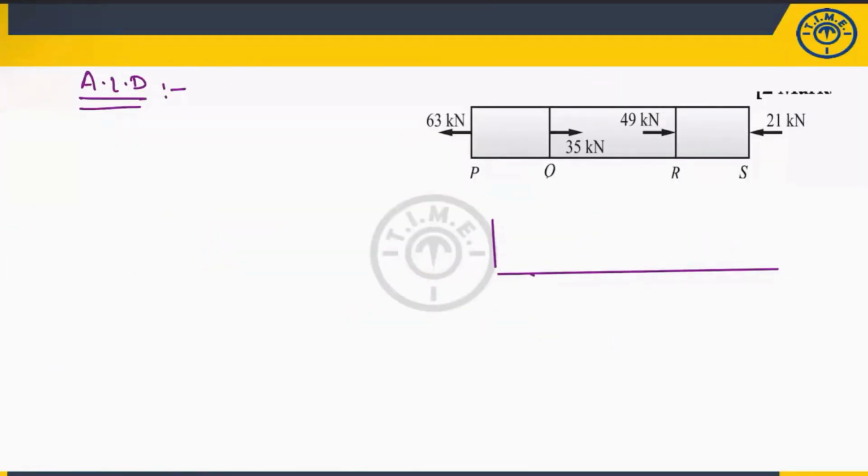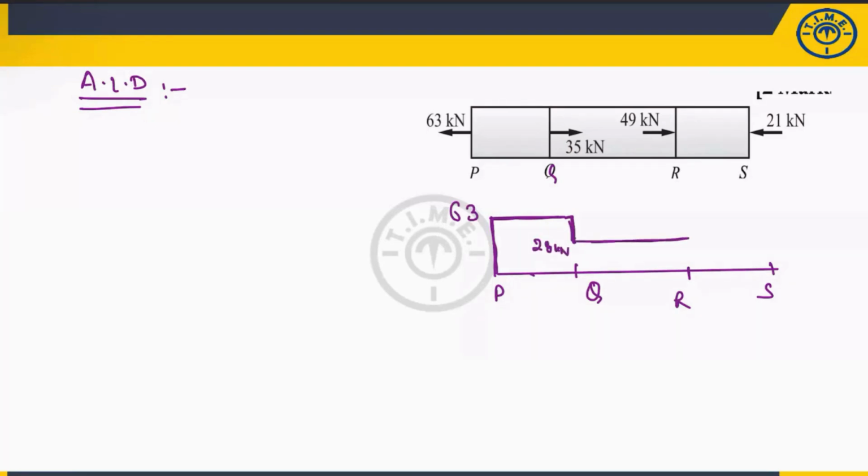Now this is a zero line. Let me mark some points: P, I think this is Q, and this will be R, and this is S. 63 kilonewton, then there is a constant. Then what is the force? 35, which is in this direction, so 35 will be downward. So if this is 63 and this is 35, can I say this is 28 kilonewton?